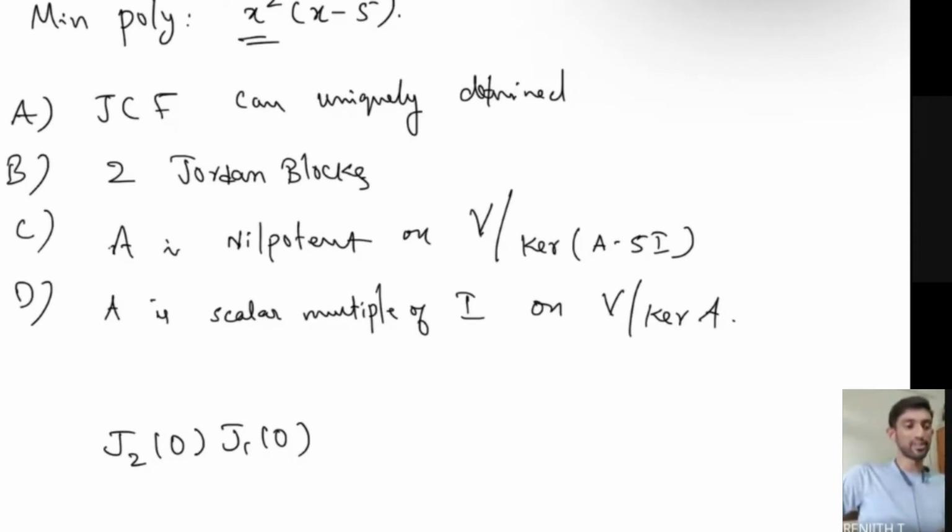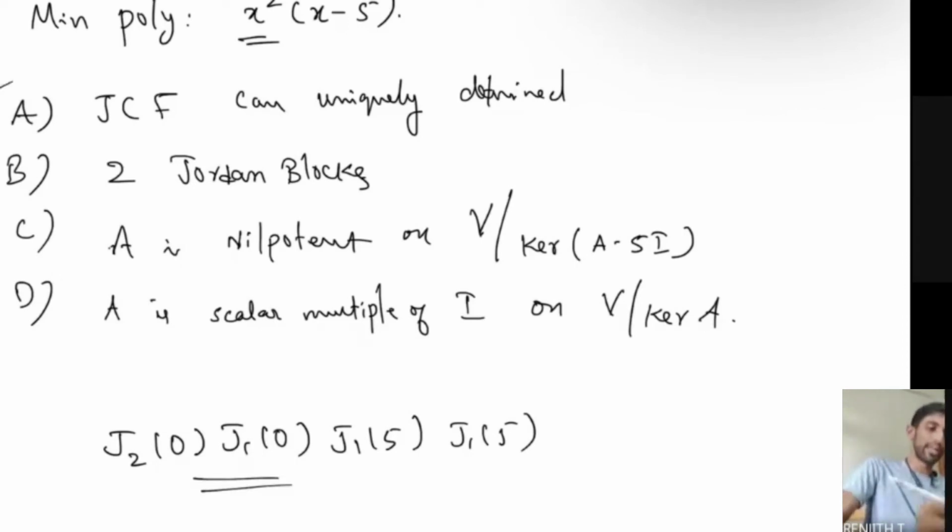And what about the rest? (x minus 5) squared is the characteristic part and x minus 5 is the minimal part, so that part is diagonalizable. It will be J1 of 5 and J1 of 5. Is there any other option for the Jordan form, or is this fine? Is it okay, everybody? Yes, sir. So the Jordan canonical form is uniquely determined now, and option A is correct.